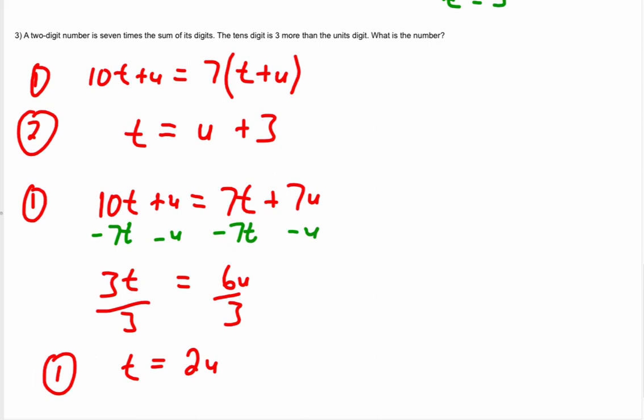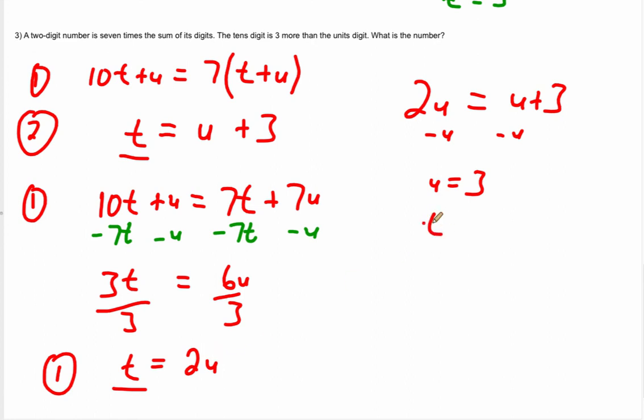So I'm going to take from equation 1 this 2u is going to equal u plus 3, right? Because these two t's, I'm basically just going to replace this t with 2u. Now I subtract u from both sides, leaving us with u equals 3. And then I can plug that in here. If u is 3, t is 6, meaning the number is 63.